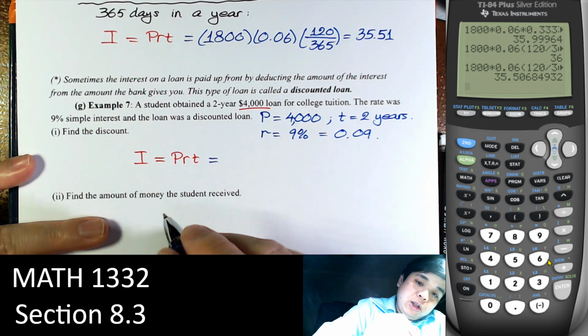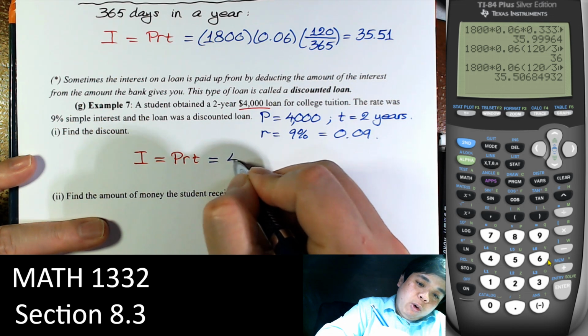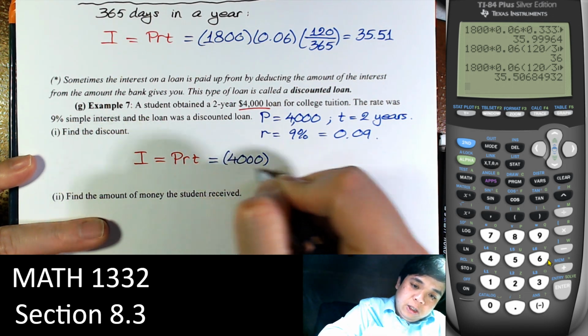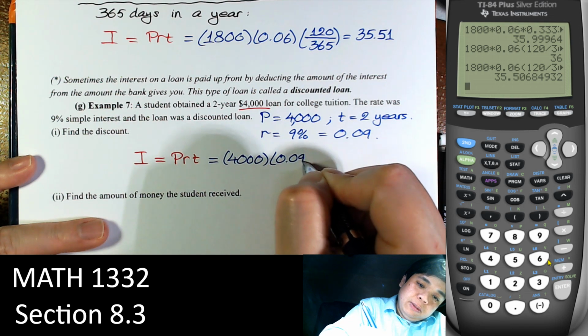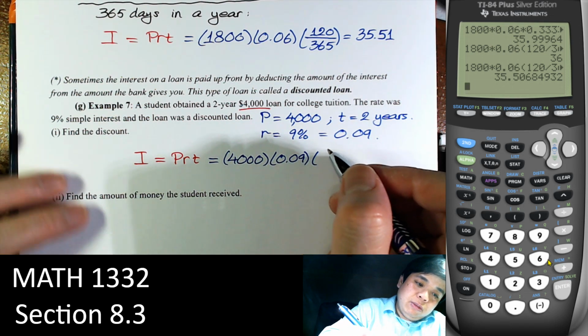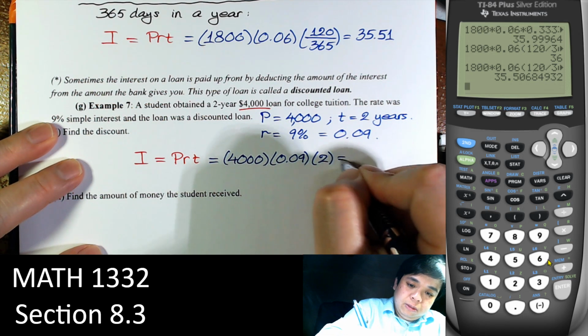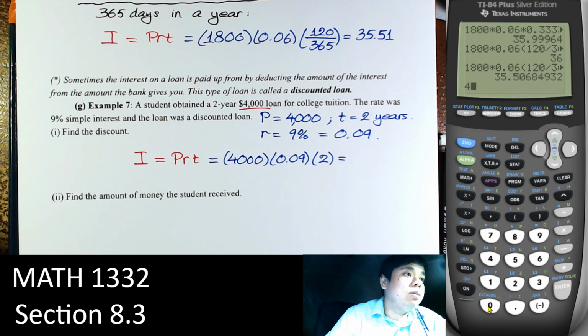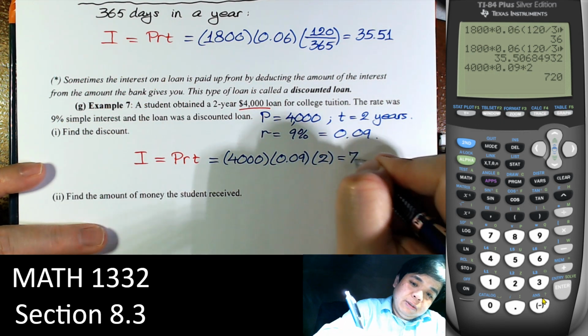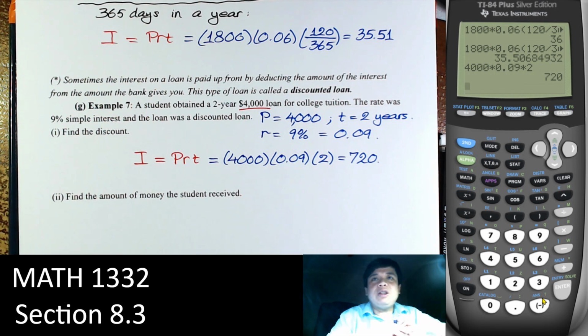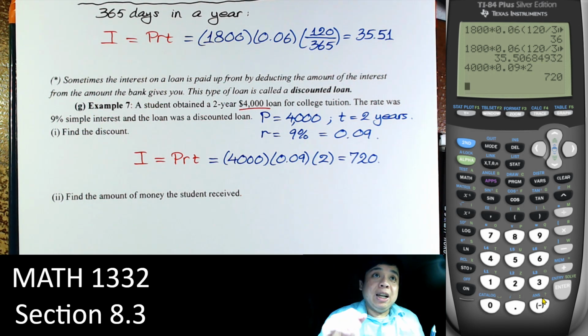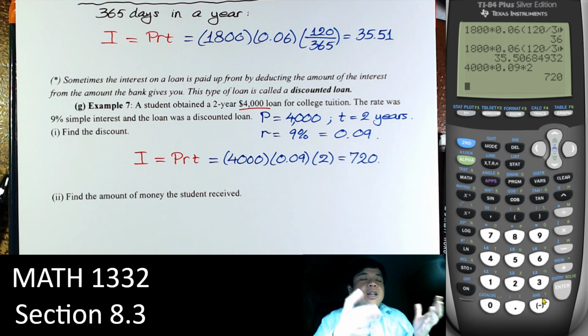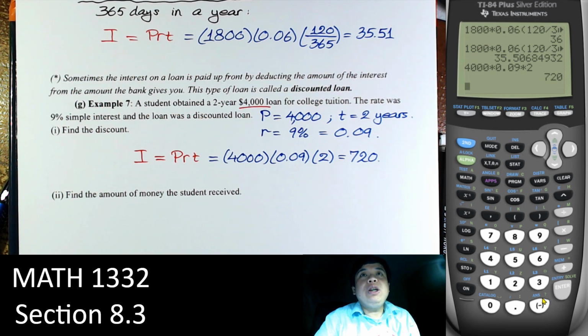Right, so we have 4,000, the rate, the time, so that's 720. Right, so that's the interest. So you say, what is the big deal? Well, the discount loan, this is how it works. The bank can tell you that the interest for 2 years is $720.